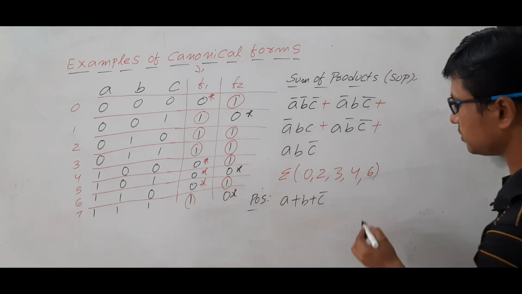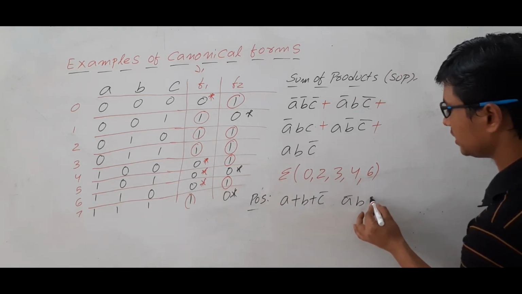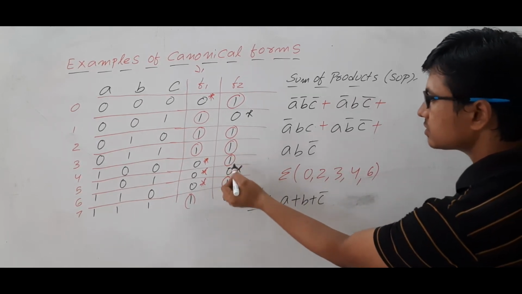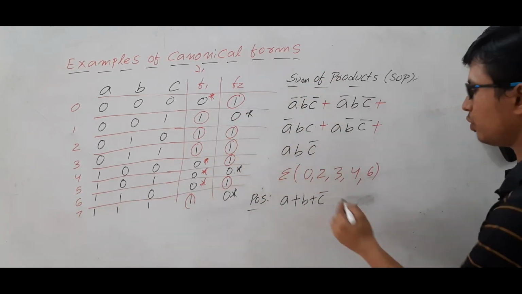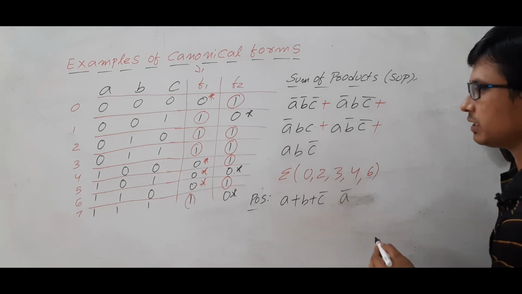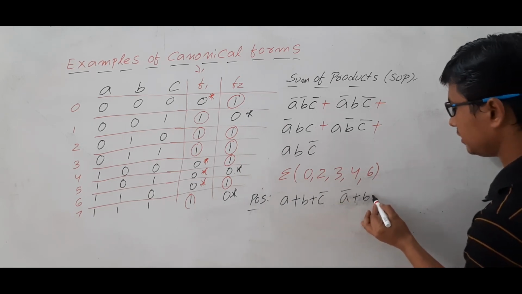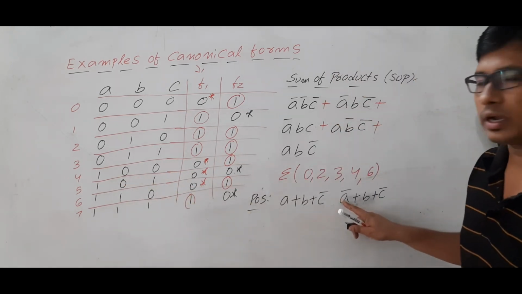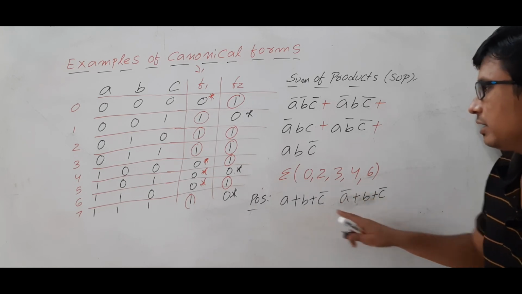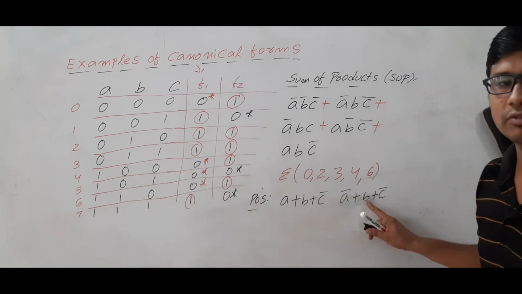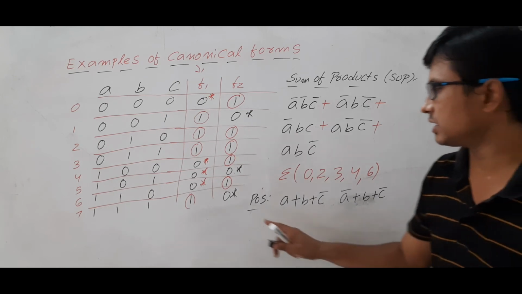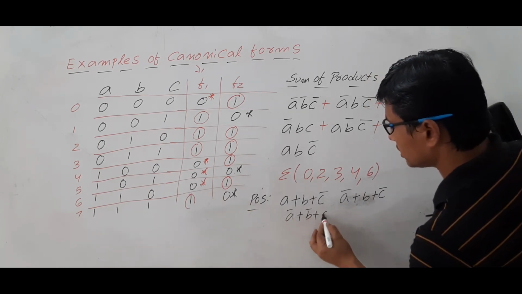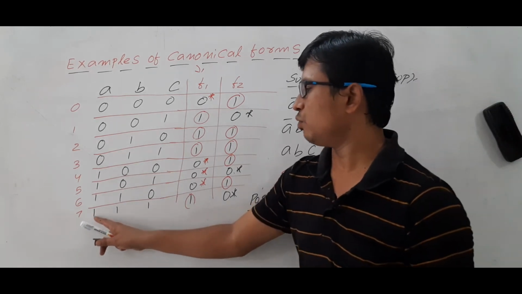And the next max term is A complement B, C complement. Apply the OR. This is 1, 0, 1. So A complement or B or C complement. 1, 0, 1. Whenever it is 1, you will represent it as a complement. Whenever 0 is there, you will represent the variable directly. Are you able to understand? What is the next max term? A complement or B complement or C complement, because it is 1, 1, 1.